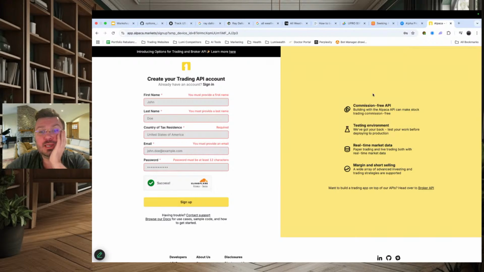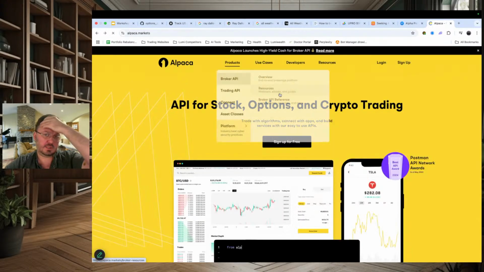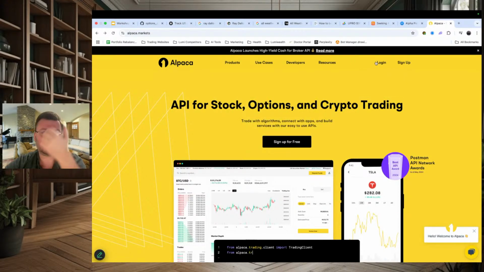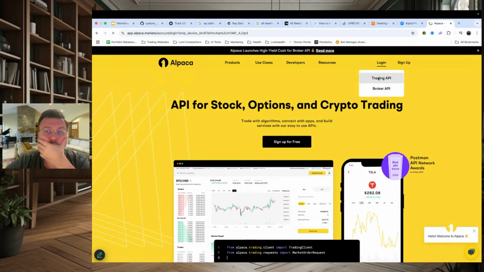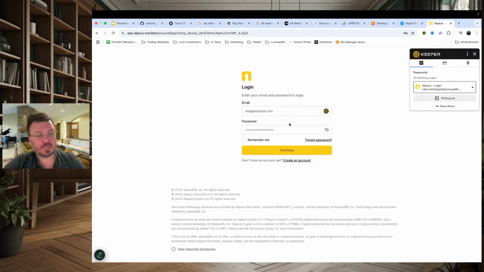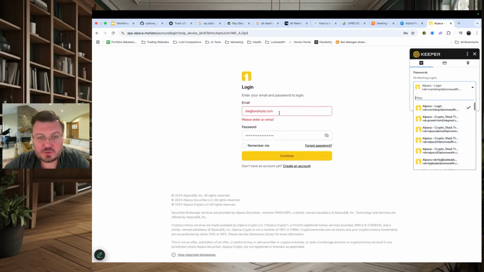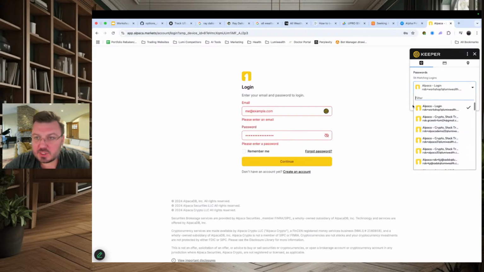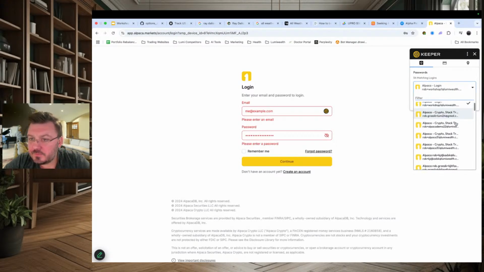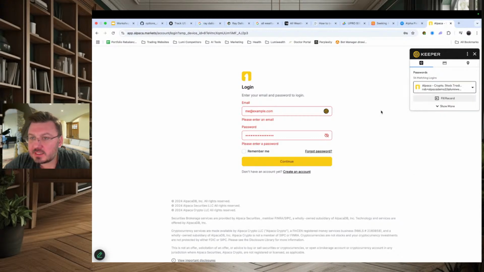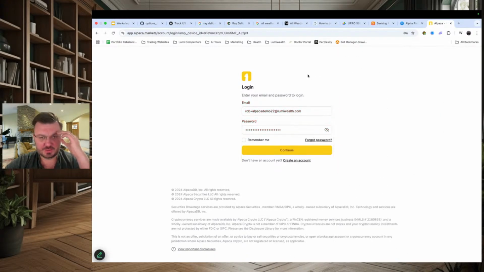Let me log in and show you what that looks like. Where is this? Log in. Okay, to the trading API is where you want to log in, by the way. I've had that question before. Then here, what email should I use? I think this is Alpaca Demo 22. This is one I usually use. I'm going to log into one of my accounts. I have tons of accounts with these guys. They're very easy to do.